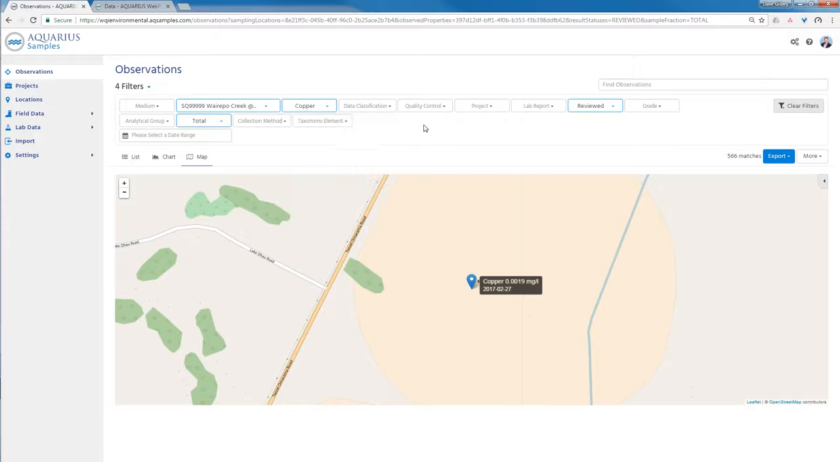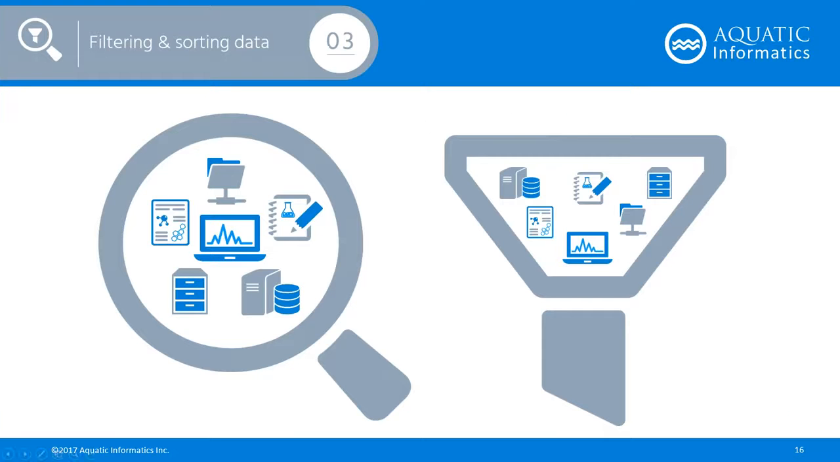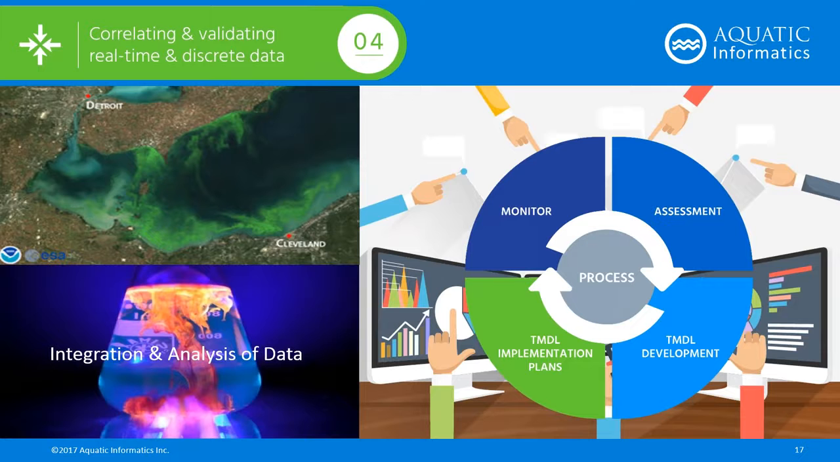Thanks, Dave. Well, let's jump to our fourth data challenge, and this is one I'm intimately familiar with, and that is the challenge around correlating and validating real-time and discrete data. One example I ran into all the time was around chlorophyll A, and users would take an in situ fluorometer and put it in the water, but to calibrate that signal, you actually need to use laboratory extractive analysis.